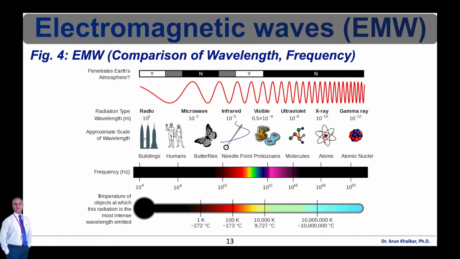Ultraviolet is 10 raised to minus 8, comparable with the size of a molecule. Next is visible light, 0.5 times 10 raised to minus 6 meter, which is comparable with protozoans. Next is infrared, around 10 raised to minus 5 meter, comparable with a needle point. Next is microwaves, whose wavelength is 10 raised to minus 2, so its size is around, let's say, a butterfly. And radio waves have a wavelength of 10 raised to 3 meter, comparable with some buildings. So here is some comparison of the radiation wavelength and its size.